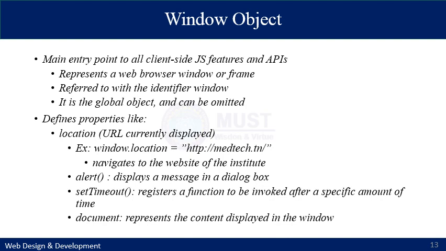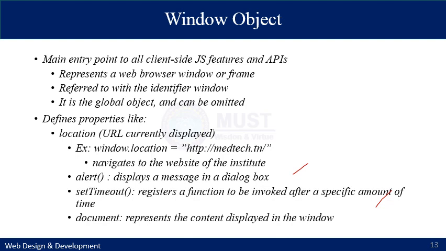It defines properties like location. For example, window.location specifies the URL currently displayed, and it navigates the website to another location. It uses alert to display alert messages and timeout to register a function to be invoked after a specific amount of time.